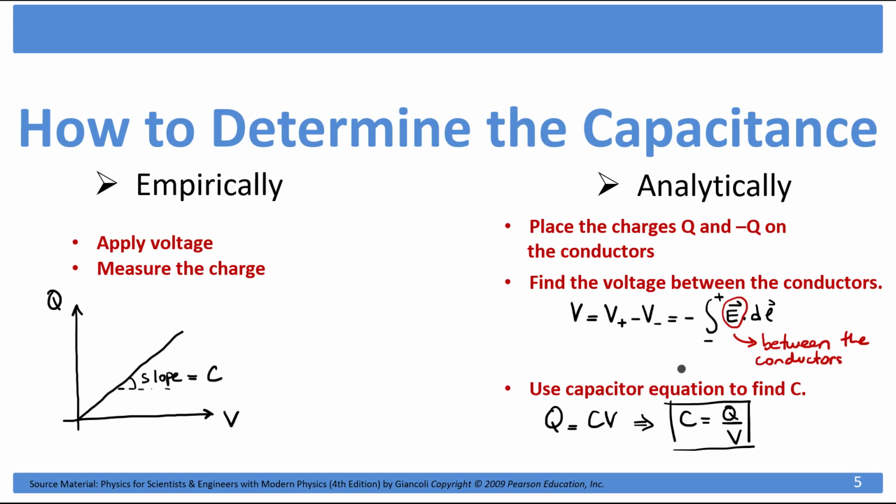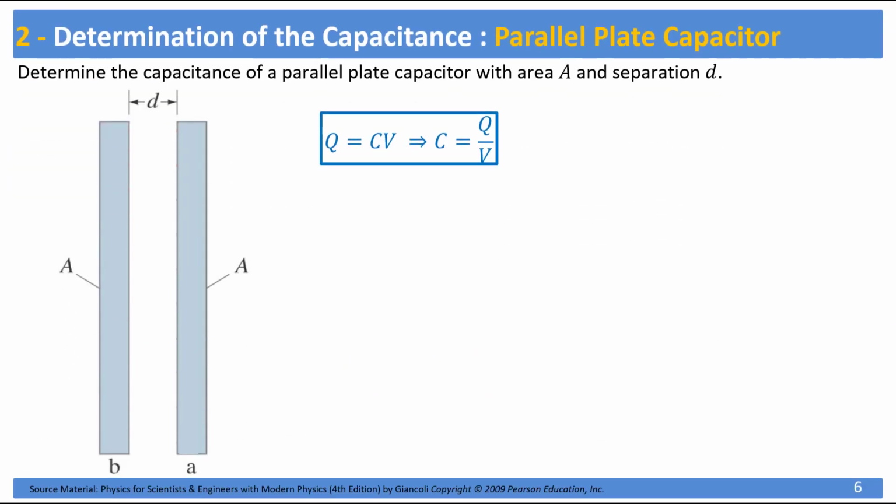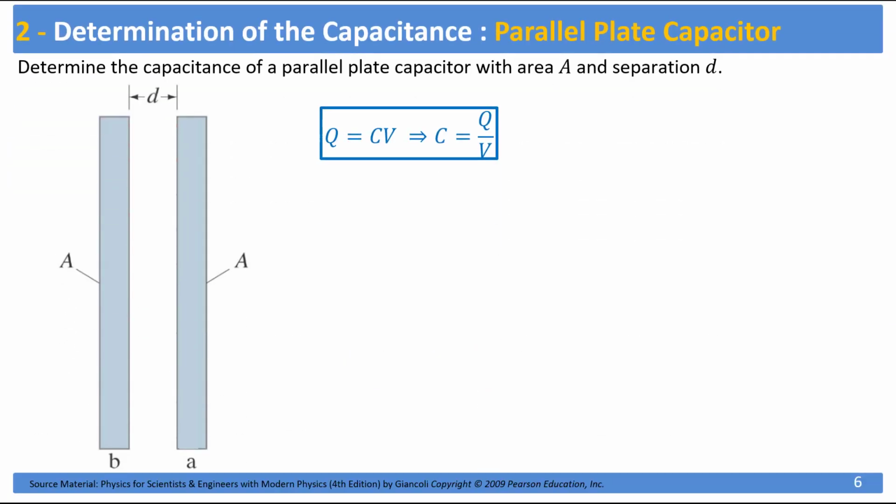Now let's apply what we have learned here to one of the simplest capacitors, which is the parallel plate capacitor, and see if we can find out its capacitance. So we have our capacitor equation here, which we are going to make use of in our last step to determine the capacitance. But what was our first step?